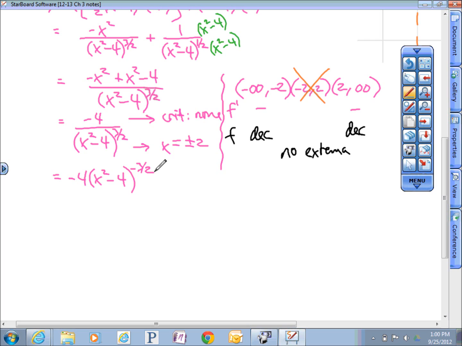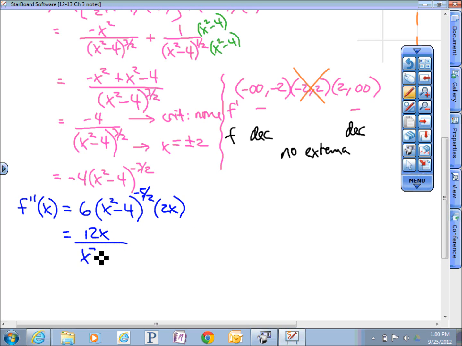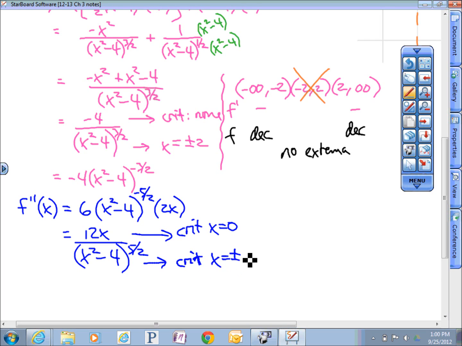So now when I go to find my second derivative, which I guess I've been historically doing in blue, let's just do a straight chain rule. Negative 3 halves times negative 4, I think would be a positive 6, x squared minus 4 to the negative 5 halves power, and then multiply that by a 2x. So how about a 12x over an x squared minus 4 raised to the 5/2. And if we look at our critical numbers again, critical number at x equals 0, and critical numbers at x equals plus and minus 2.